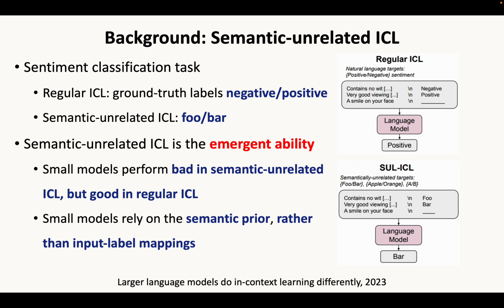Many studies have explored in-context learning. Previous studies find that semantic-unrelated ICL is an emergent ability of LLMs. For example, we can use the semantic-unrelated labels, foo and bar, to replace the ground truth labels, negative and positive. LLMs can still predict the correct labels, but small models can't. This is because larger language models can learn the input-label mappings, while the small models can only learn the semantic prior.